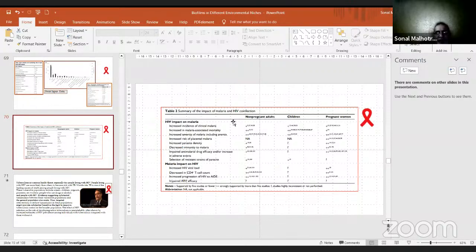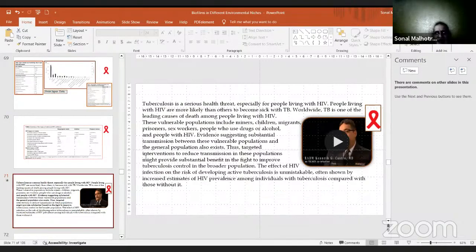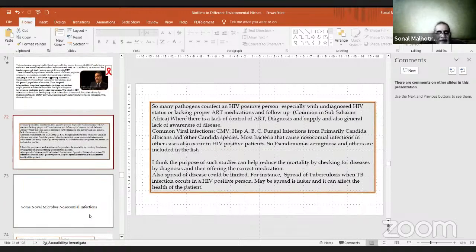Then the impact of malaria and HIV co-infection. So there are co-infections. If you are HIV positive and then get malaria, the outcomes are not that good. Similarly, tuberculosis is the major killer for HIV positive patients, and it's endemic in areas of Africa. So this is one of the areas.